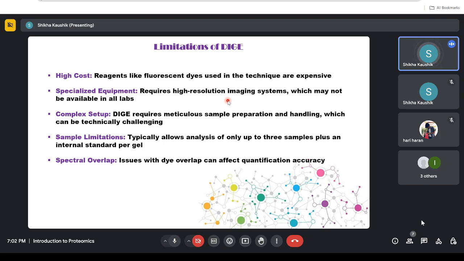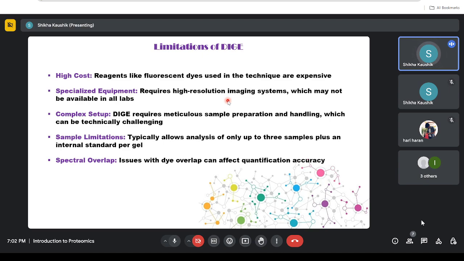Then you have a complex setup, because your samples have to be made in a particular manner. Handling should be done in a very precise manner, which makes it more technically challenging. So this particular technique is protocol intensive, and a lot of things have to be done in a particular way. That makes it more complex, as well as difficult to handle and technically challenging.